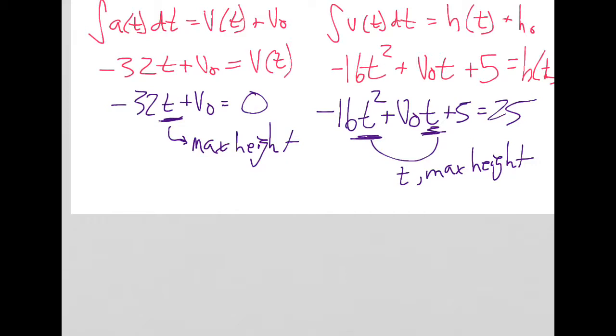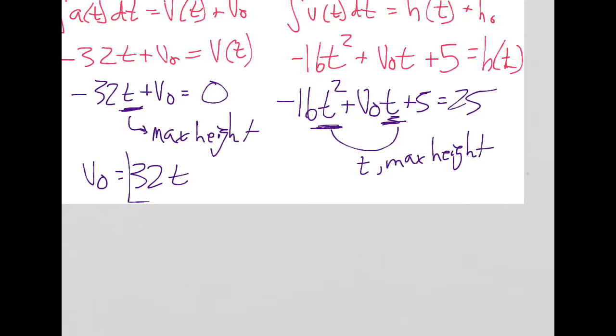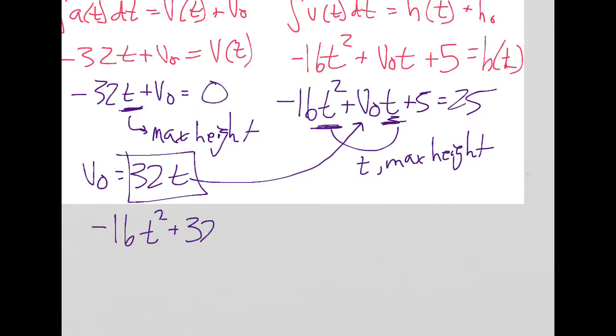So look at this equation on the left, add 32t to both sides, and we'll get v naught equals 32t. Now we can take this expression for v naught and plug it into our other equation. And so we get negative 16t squared plus v naught, which is 32t times t, so we get a t squared, plus 5. I'm going to subtract that to the other side to get equals 20 right there. Now, negative 16t squared plus 32t squared, I have like terms there. Negative 16 plus 32 gives me a positive 16t squared equals 20.